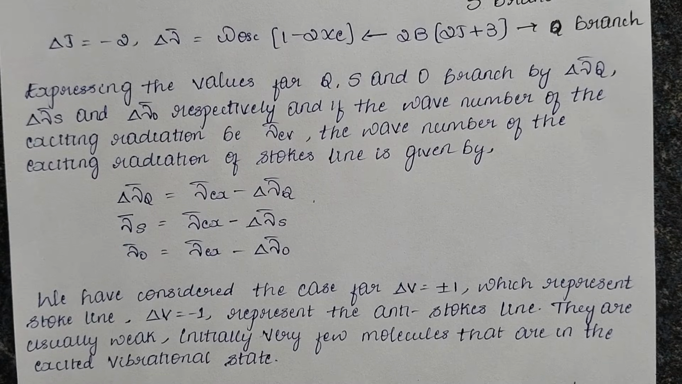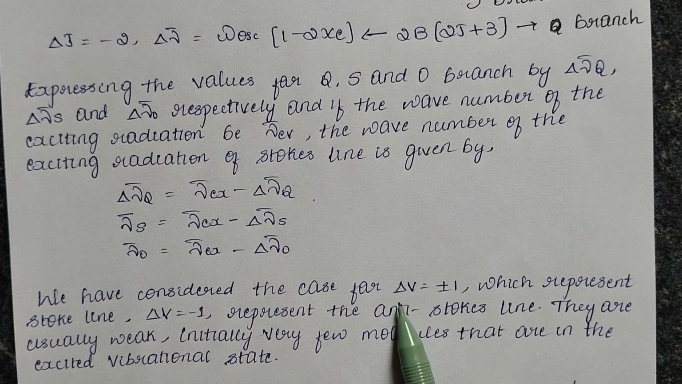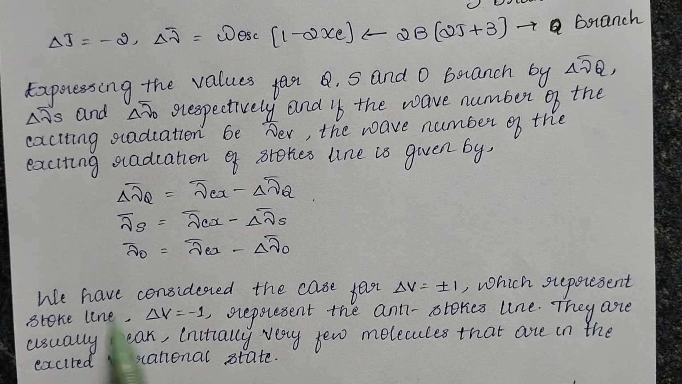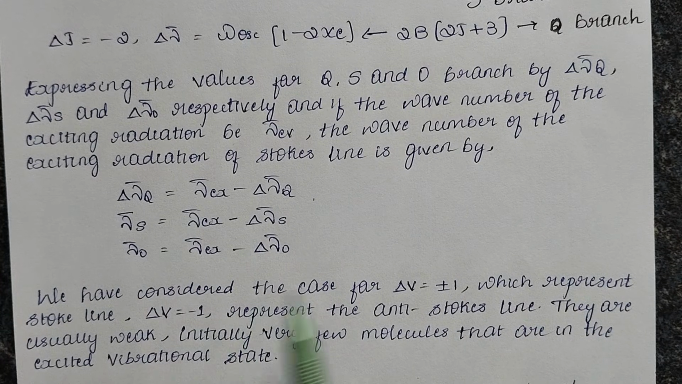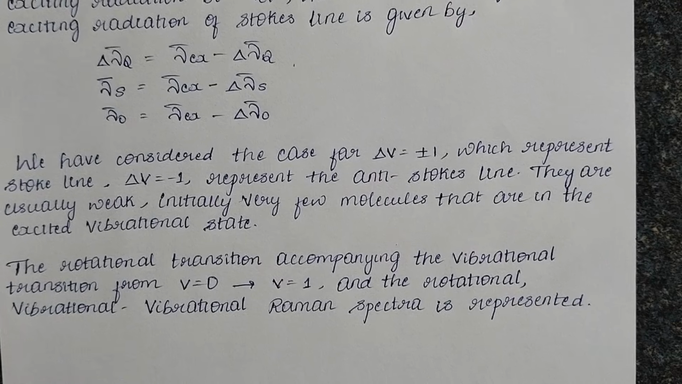Here we have also considered the case for delta V equal to plus or minus 1. Plus 1 represents the Stokes line, whereas minus 1 represents the anti-Stokes line. They are usually weak, since initially very few molecules are in the excited vibrational state. Only when molecules are already in an excited vibrational state can they give anti-Stokes lines.